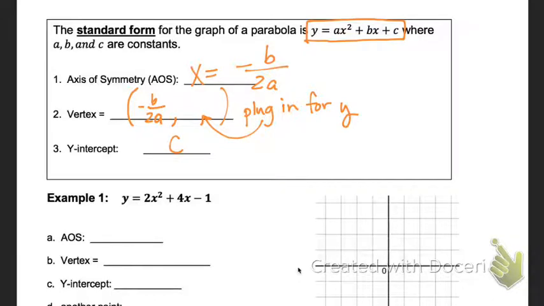So let's try this example. This is the same one as the first time we did it. So we're just going to compare and see if we get the same thing. Let me scroll down a little bit.